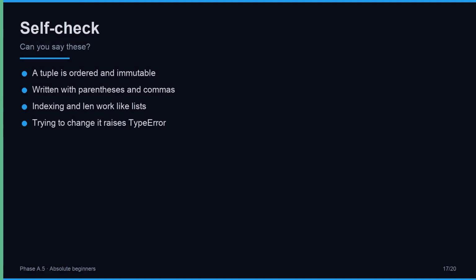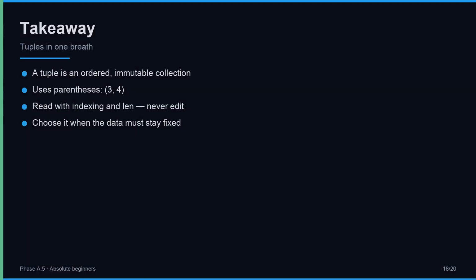Quick self-check. Can you say in one sentence what a tuple is? Can you explain why it uses parentheses instead of square brackets? Can you confirm that indexing and len work exactly like on a list? Can you explain what happens when you try to assign to a tuple position? If any of these feels shaky, rewatch the matching part. You do not need to know every method yet, just what a tuple is and why it is locked. Say each out loud.